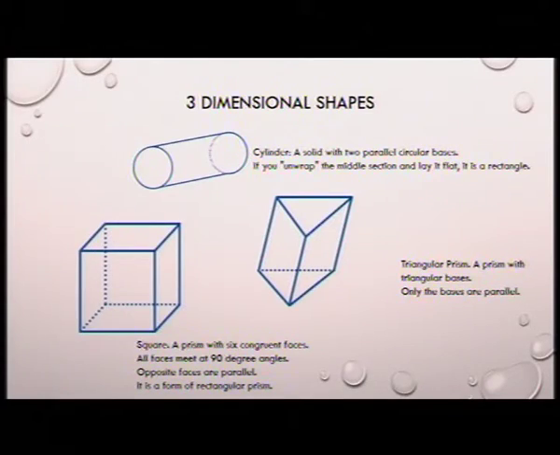And then the same goes to the square. A square is a prism with 6 congruent faces. All faces meet at 90 degree angles. Opposite faces are parallel. It is a form of a rectangular prism. So, when we look at the prism, I want to explain the square.